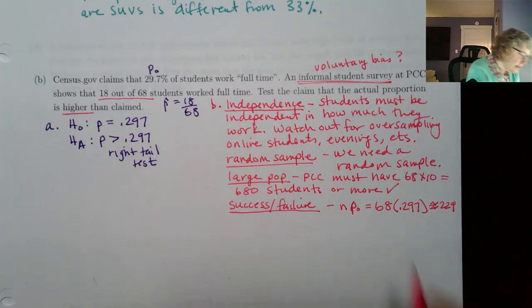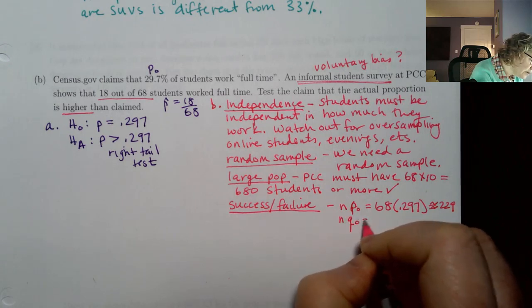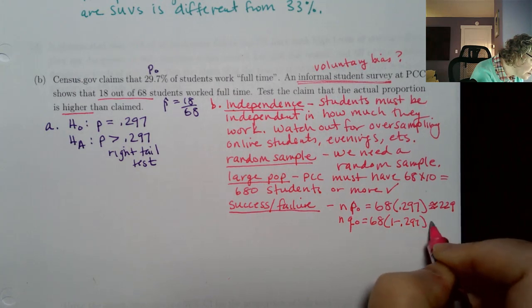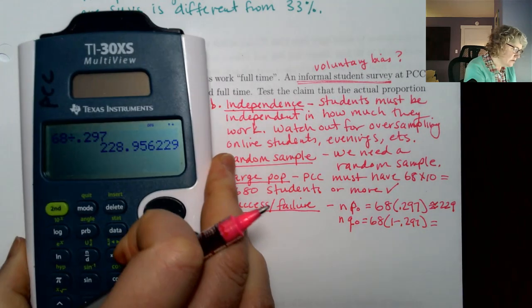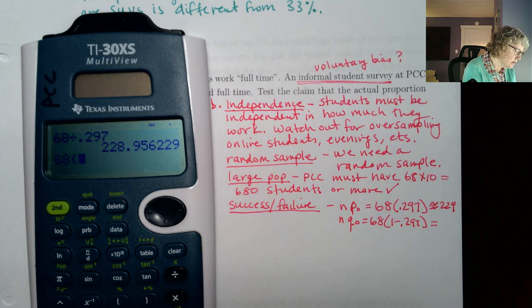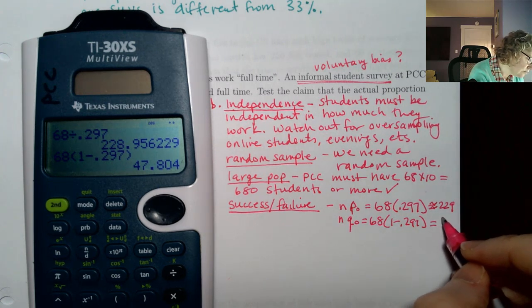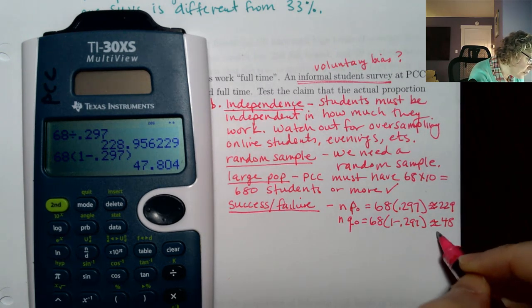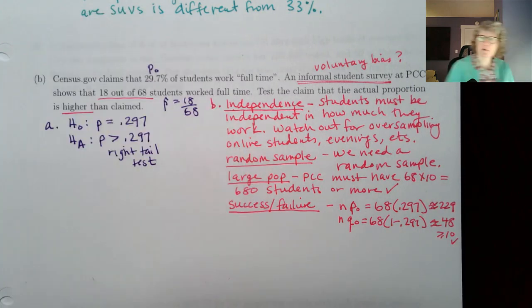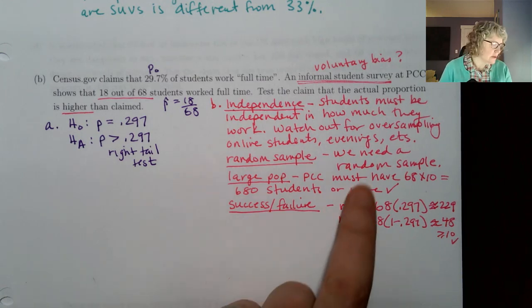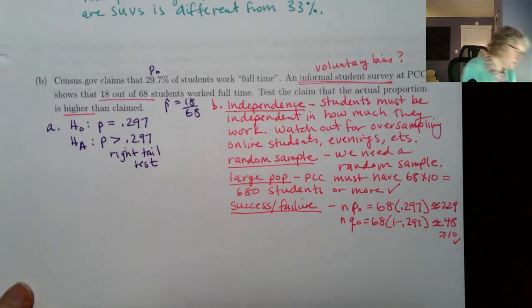229, and then n times q0, 68 times 1 minus 0.297. Pretty sure that's also going to be, yeah, that's about 48. Okay, check those off. Those are both greater than or equal to 10. Okay, great. So conditions, okay, we're not too sure about this random sample or not, but we're going to keep going.